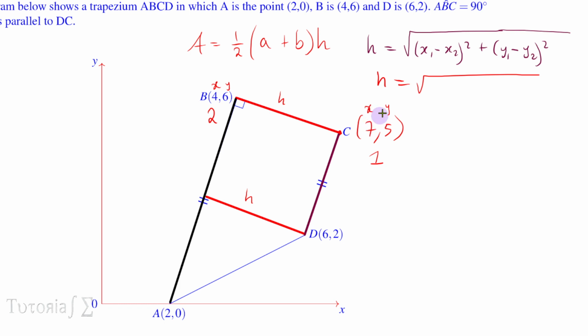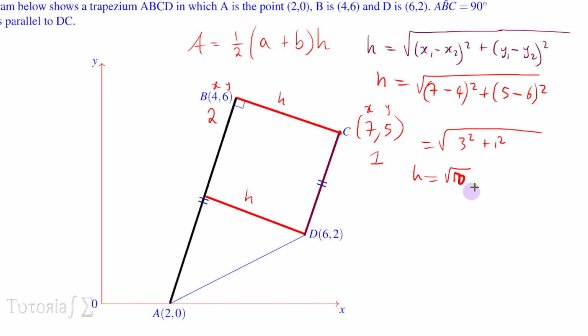So our x1 is 7 minus x2, which is 4. Then we square this, plus our y1, which is 5, minus our y2, which is 6. Then we square that. So we simplify this. This will give us 3 squared plus 1 squared. 3 squared is basically 9. So 9 plus 1 will give us 10. So that will be the root of 10. So this is the length of h. h is equal to the root of 10.